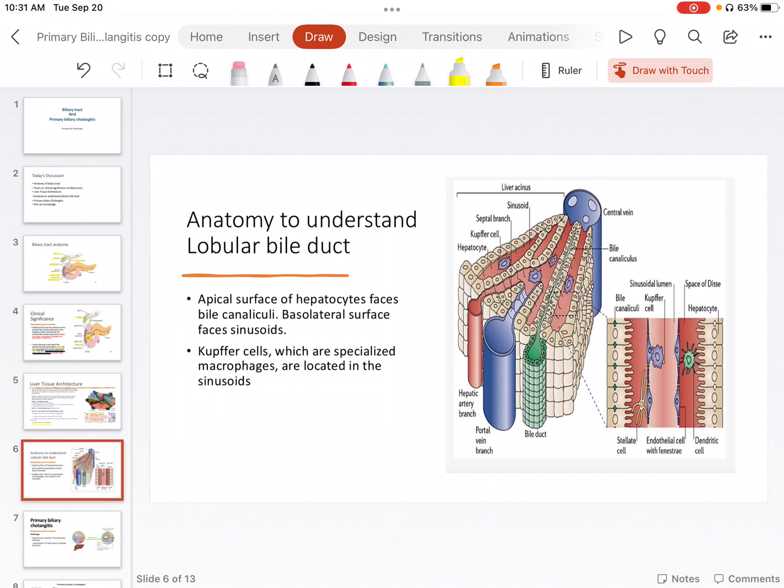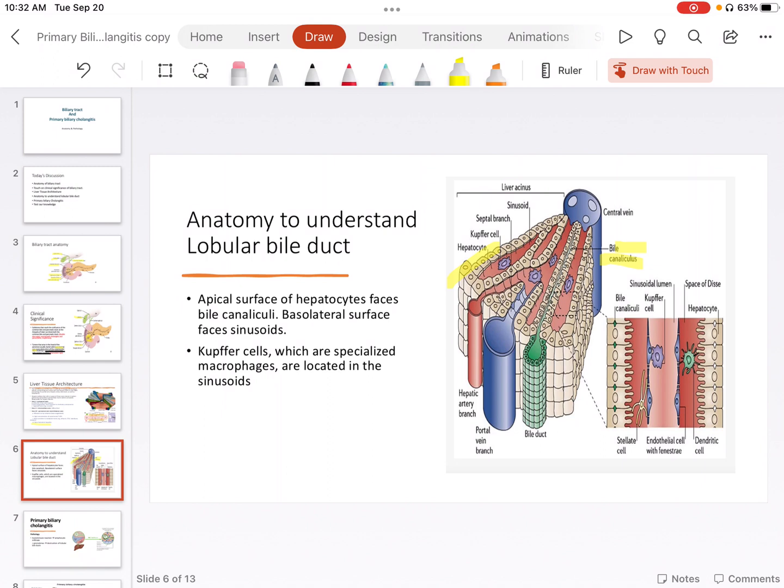Next, we will go through the anatomy to understand the lobular bile duct. So this diagram is a pretty good diagram. It is very similar to First Aid, but it is better because it also zooms in on the part to see lots of details. If we look at the apical surface of hepatocytes, by the way, hepatocytes are right here. You can see these cuboidal cells. So if this is the line of hepatocytes, then we can see where the bile canaliculi are. These are on the apical surface of the hepatocyte.